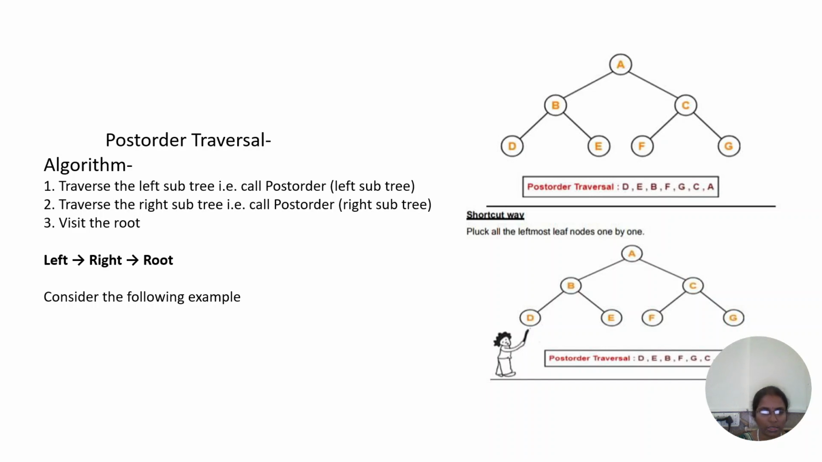Like that we have to traverse the tree. First we have to traverse the left subtree, and then the right subtree, and then the root node.